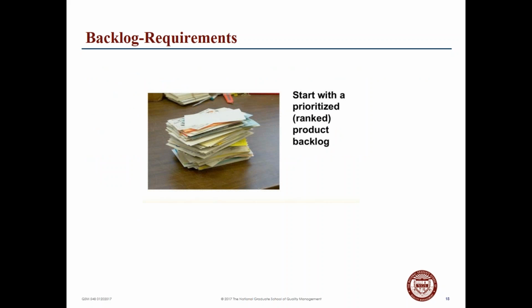So when you're looking at backlog requirements, as it says here, you want to take a look at them and put them in some sort of valued ranking system or prioritization. So again, as you look at, because you're not going to take everything on in a sprint, you're going to decide what you can complete in that time frame.